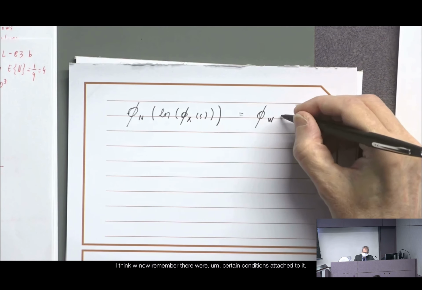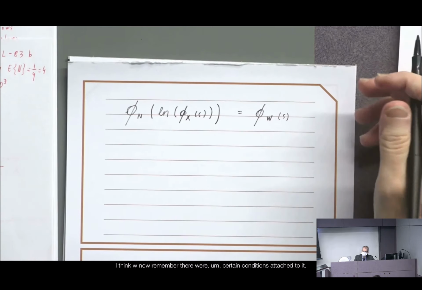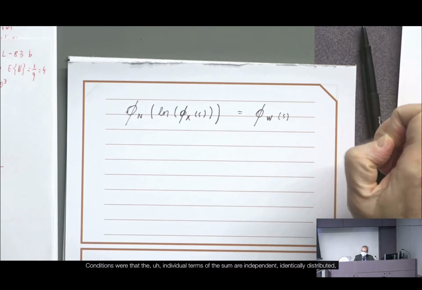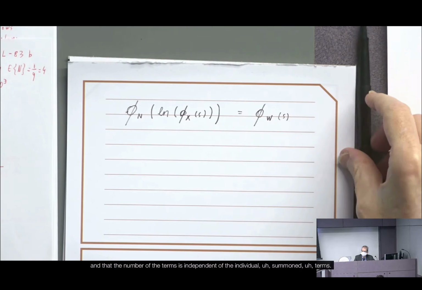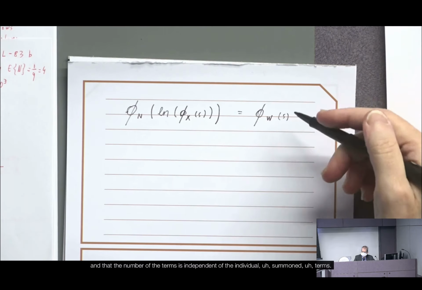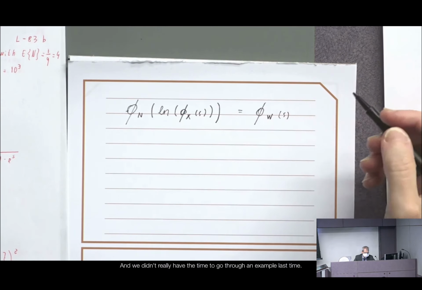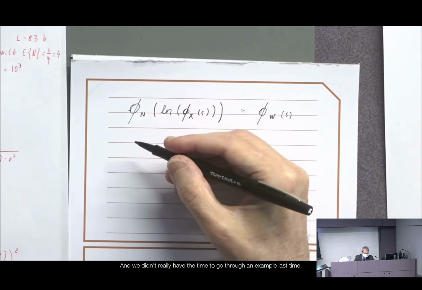Now, remember there were certain conditions attached to it. The conditions were that the individual terms of the sum are independent and identically distributed, and that the number of terms is independent of the individual summand terms. But if that is fulfilled, then this equation can be applied. And we didn't really have the time to go through an example last time, so let me catch up with that.